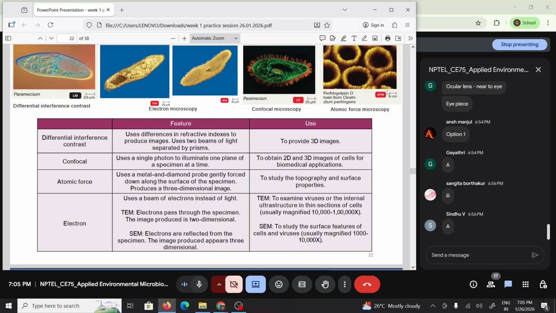I hope the difference is clear, and there was pretty low response in the microscopy questions. So is it clear? I'll just wait for a couple of minutes to ensure that it was clear. If not, please let me know in the chat box so that I'll try to explain.